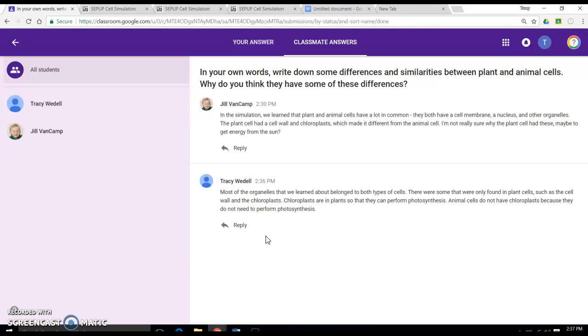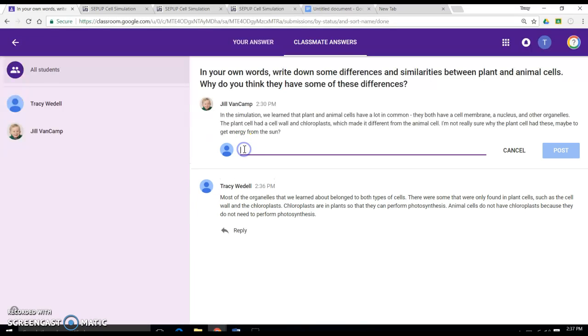So Jill had already written something, and she wrote, in this simulation we learned that plant and animal cells have a lot in common. They both have a cell membrane, a nucleus, and other organelles. The plant cell had a cell wall and chloroplasts, which made it different from the animal cell. I'm not really sure why the plant cell had these, maybe to get energy from the sun. So here, if you would like to, you can respond to something that Jill said.